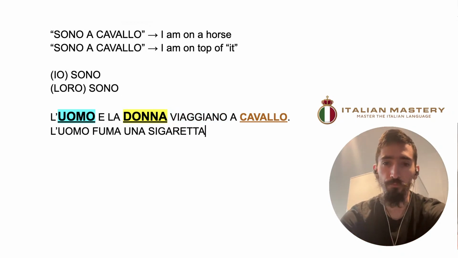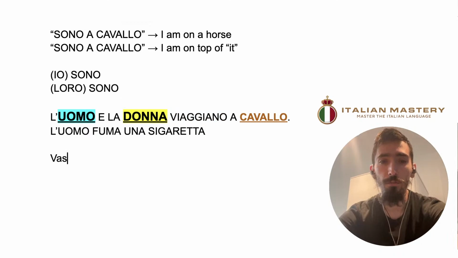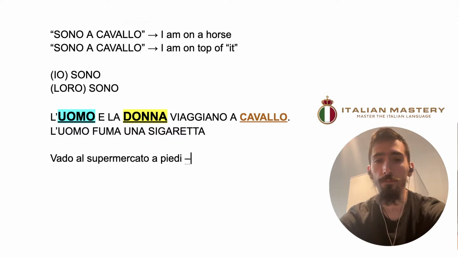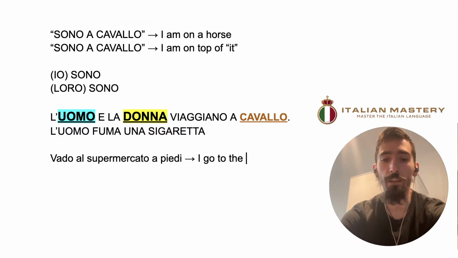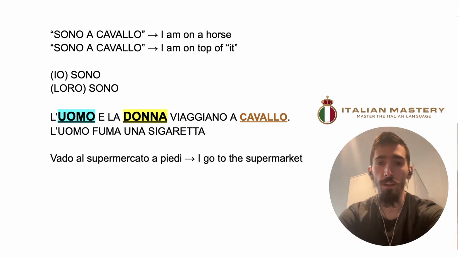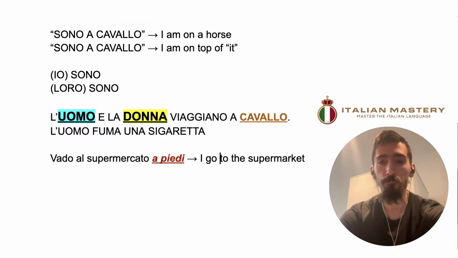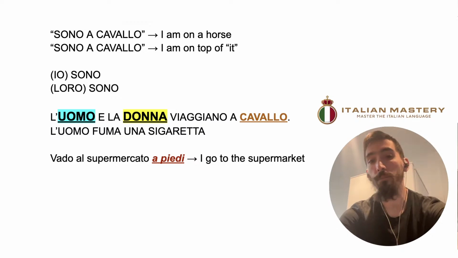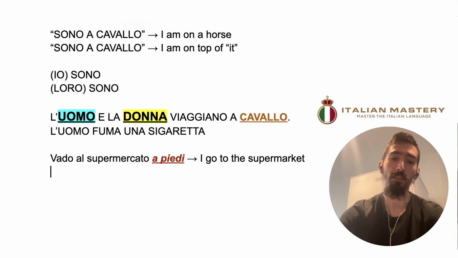For example, vado al supermercato a piedi. I go to the supermarket on foot, by walk, a piedi. So this is how it's said in Italian. Vado a cavallo. That's another example.